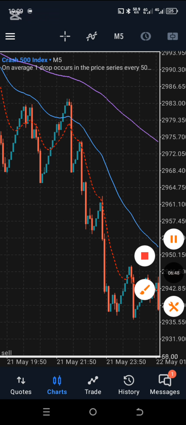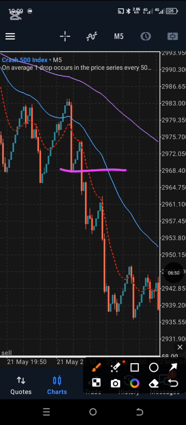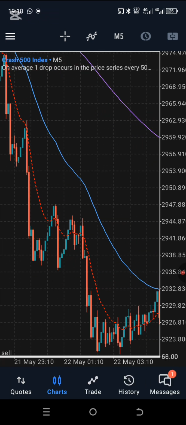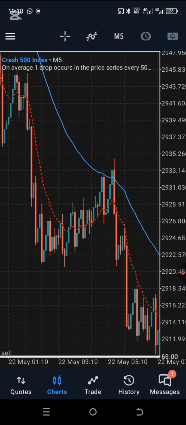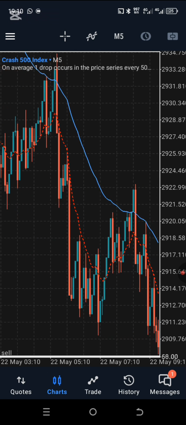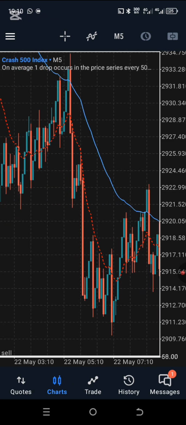So as you can see, if you entered somewhere over here and you closed over here, you're risking something like this. So as you can see, this is a larger risk to reward ratio. So it's an easy 50 bucks, depending on the lot size, of course, that you're using, and the account size. But if you are using an average account of maybe $100 or above, you'll be able to enter. So that's just how simple it gets.